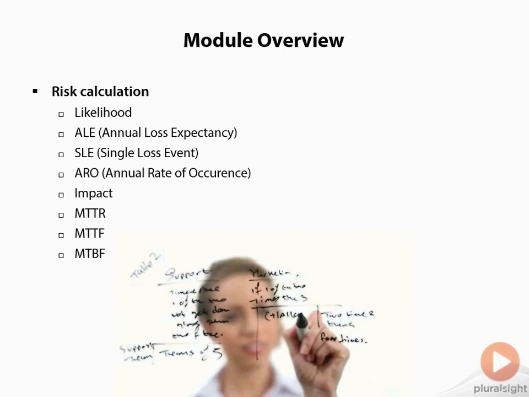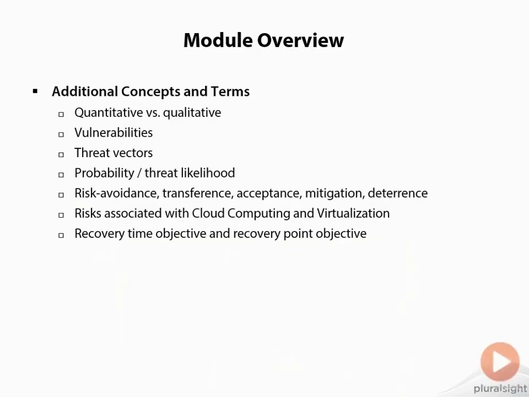And then we'll also talk about MTTR, MTTF, and MTBF. The mean time to recover, the mean time to failure, and the mean time between failures. Again, all of these things kind of factor in when we're calculating risk. And then we'll talk about some additional concepts and terms, such as quantitative versus qualitative, one where we assign a monetary value to our risk and one which we don't. We'll talk about the various vulnerabilities that exist, what is a vulnerability, and the threat vectors.